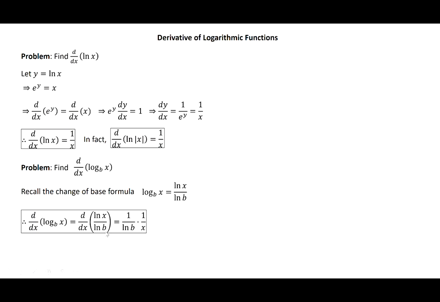But natural log of b is just a constant because b is a constant. So we can yank that 1 over natural log of b, that constant multiple, outside of the derivative, and that's what I did, times the derivative of natural log of x itself, which is 1 over x. So the derivative of log base b of x, you must remember this also, is 1 over natural log of b times 1 over x. If you cannot remember it, at least know the change of base formula and be able to derive this for yourself.